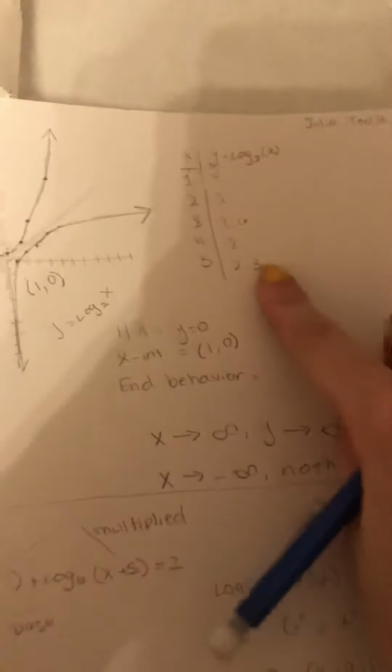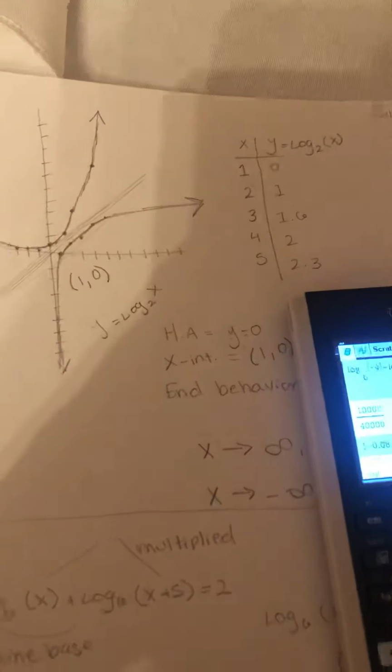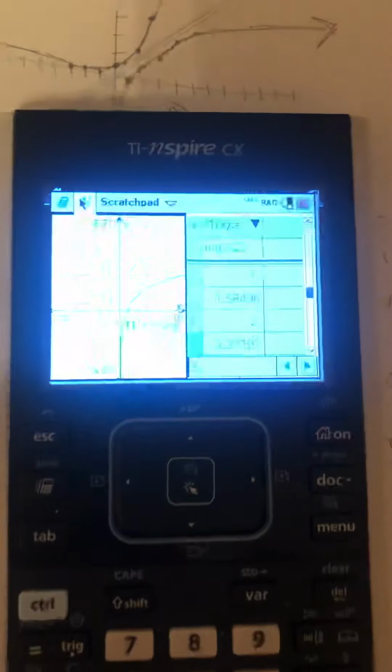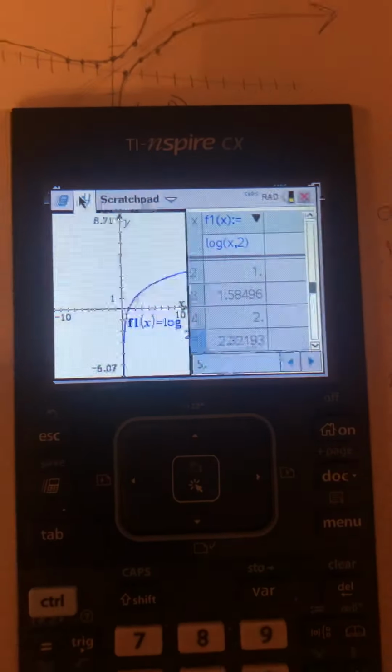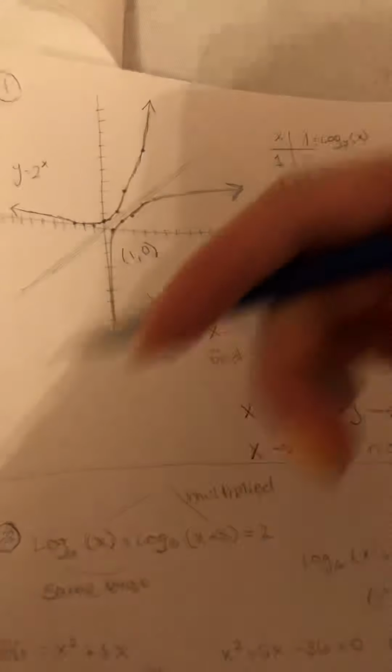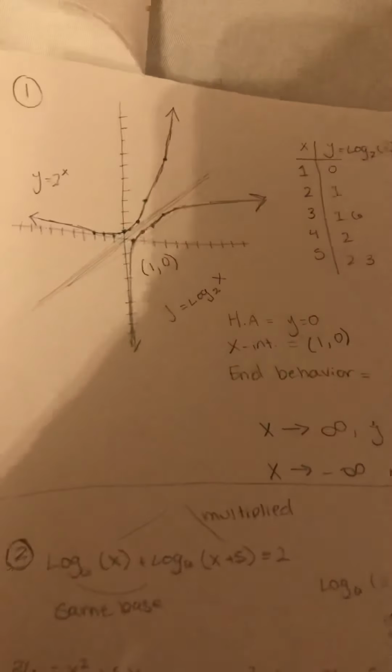And this is the table that I got by entering the equation into my graphing calculator. Let me show you. So it looks like this. I just plotted those points onto here as best I could. So the horizontal asymptote is going to be y equals 0, and if you were to graph that, it would be this diagonal line along the center of the graph.